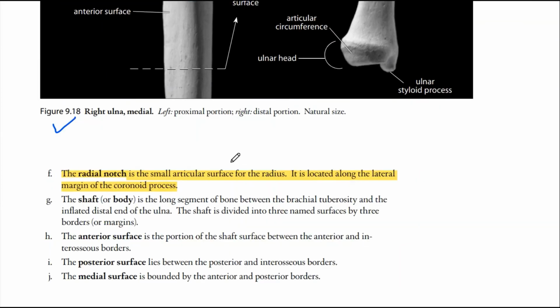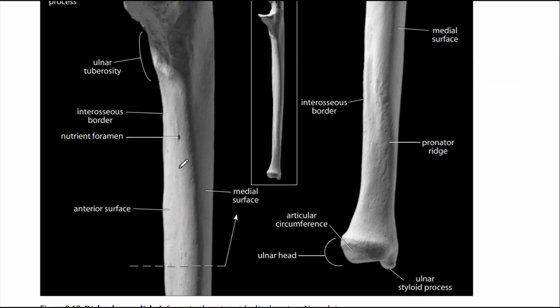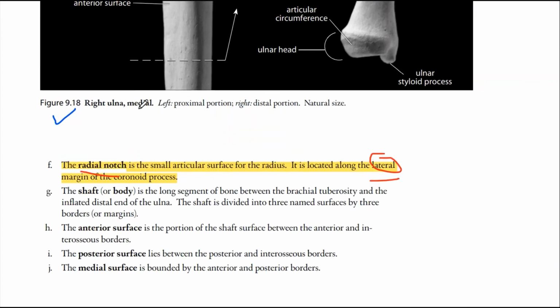Right, so far I think it's easy. The radial notch is a small articular surface for the radius. It is located along the lateral margin. Now see, this is very important: it's not on the front or the posterior side, it's on the lateral side. So this is very important when you identify the right or left orientation of the bone. This radial notch gives a clear-cut indication.